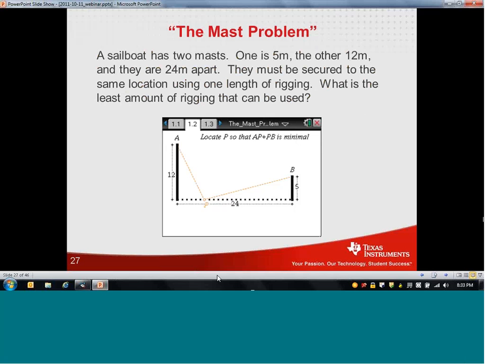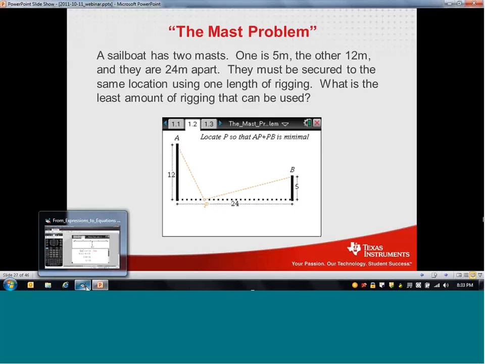The rigging comes from the top of the 12-meter mast to a point, and then from that point to the top of the 5-meter mast. The total length of that yellow polygonal path is what we're trying to minimize. We'd like to use the least amount of that as possible.